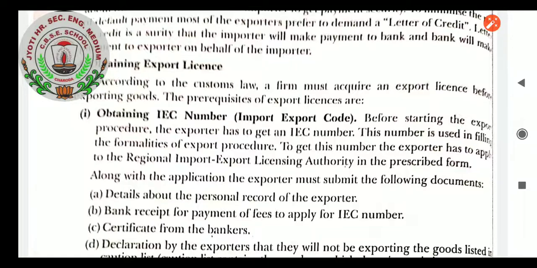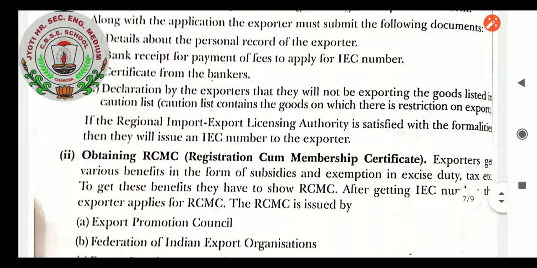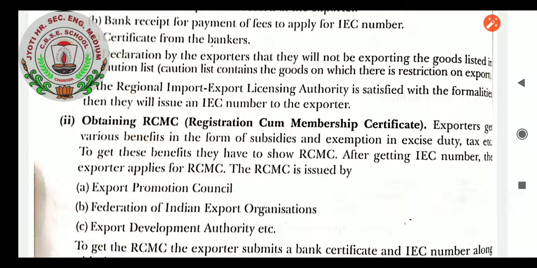Very first, details about the personal record of the exporter. Second, a bank receipt for payment of fees to apply for the IEC number. Certificate from the bankers. A declaration by the exporter that they will not be exporting the goods listed in the caution list. The caution list contains the goods on which there is a restriction on export, like alcohol. If the regional import-export licensing authority is satisfied with the formalities, then they will issue the import-export code number to the exporter.